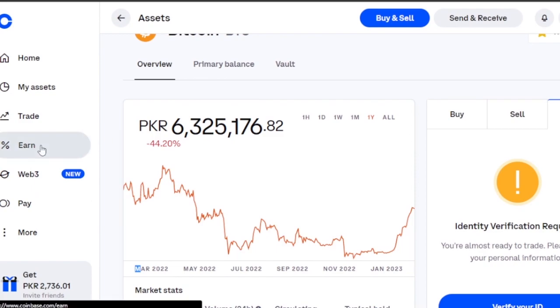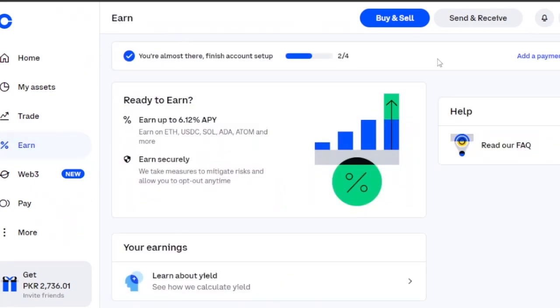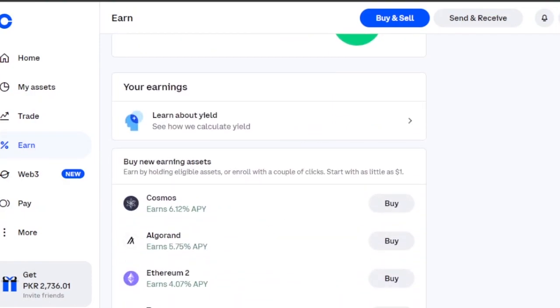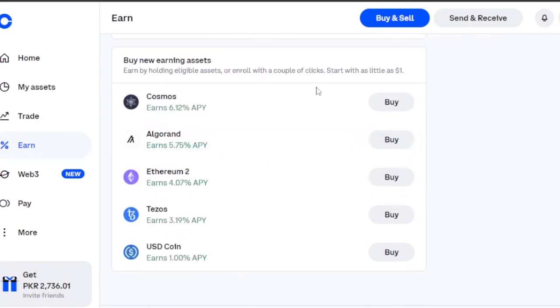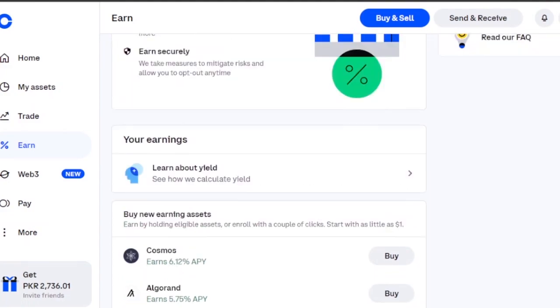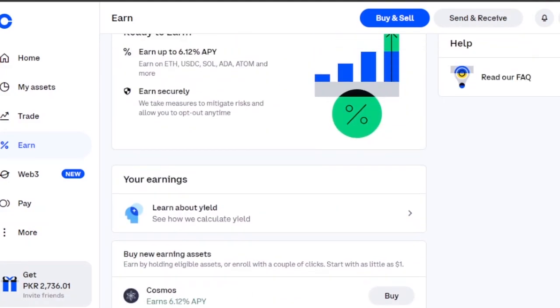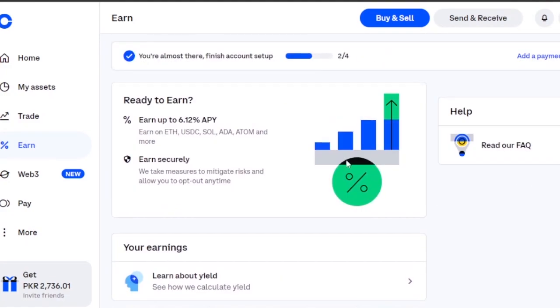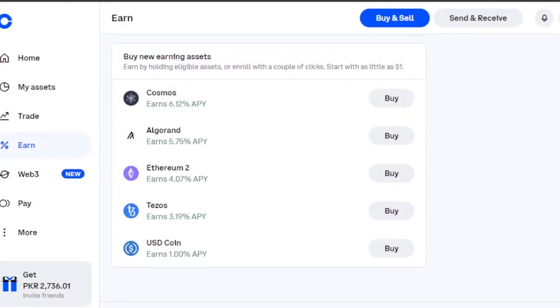You can also earn here. You can see ready to earn up to 6.12% APY, earn on Ethereum, USDC, Solana, ADA, Atom, and more. So you can basically buy new earning assets. For example, these are all the coins that are going to be popular in the coming future. So you can buy them, they are going to be your assets, and you can make profits when they are widely recognized, and they are going to be a huge hit in the crypto world.